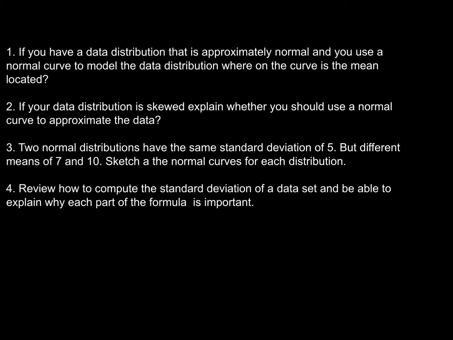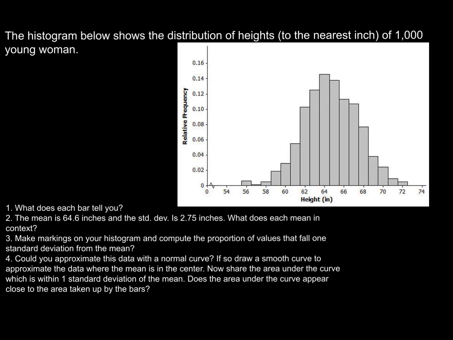Right, now let's get one last practice in with some real data. So this histogram below shows the distribution of heights to the nearest inch of 1,000 young women. Should be women. There you go. And here are just some basic questions about the histogram, and then we'll ask you some more complex ones to help you really get thinking about how the data is distributed. So go ahead and pause the video and work through each of these, and we will discuss them in class, but certainly doing them on your own is going to prepare you much better than anything else can for the quiz.